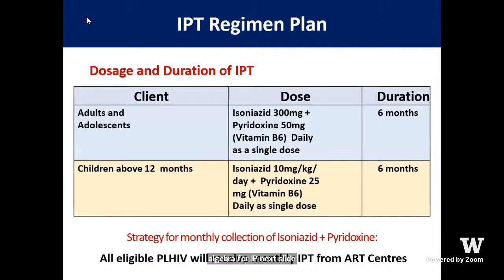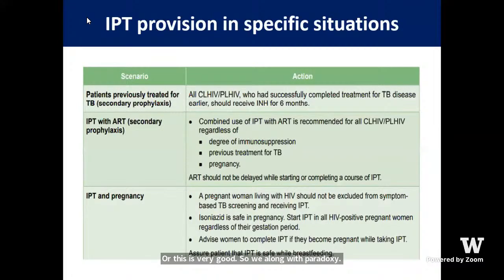So what should we know? The IPT is for 6 months, irrespective of this. This is very good. It is given along with pyridoxine. So next slide. Immediately you have to start the IPT.